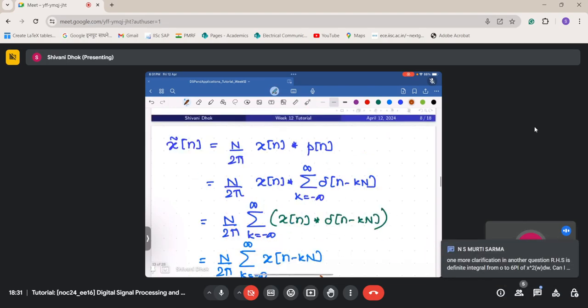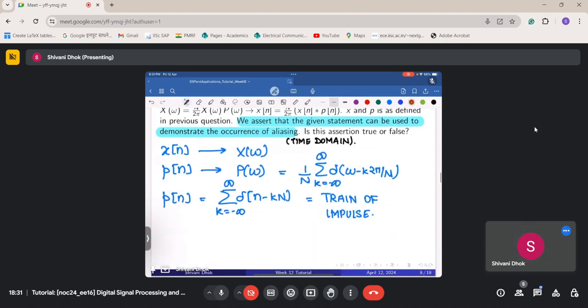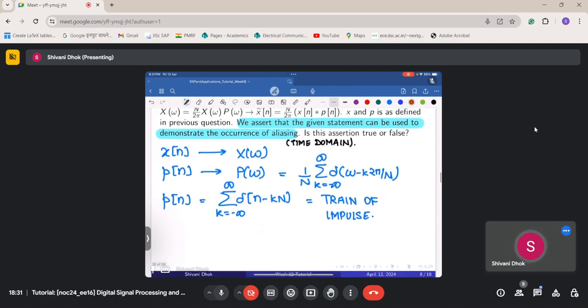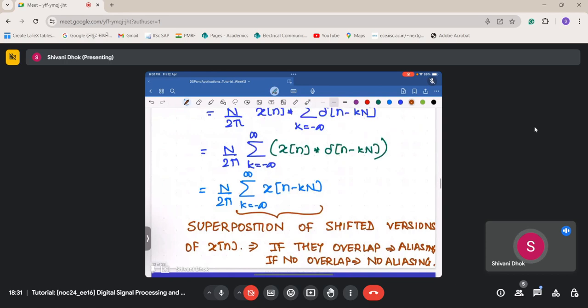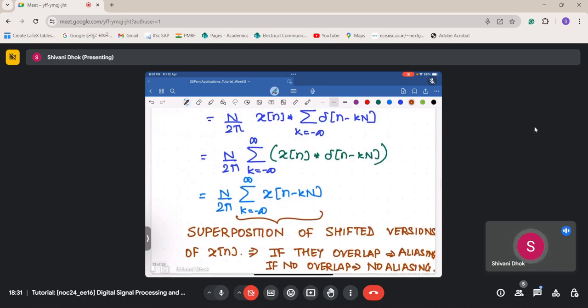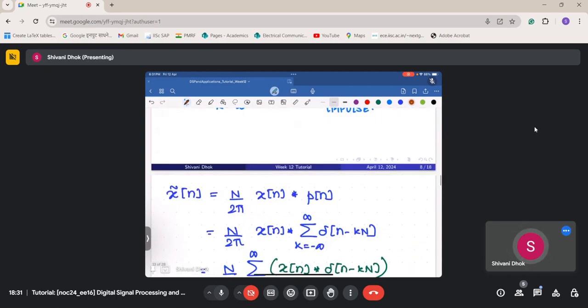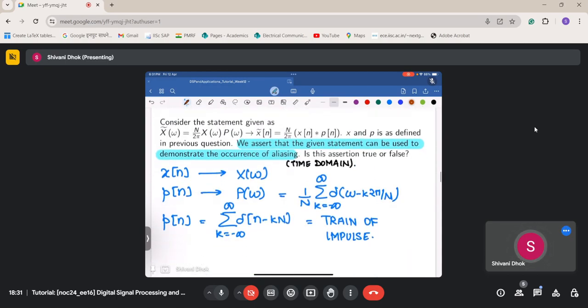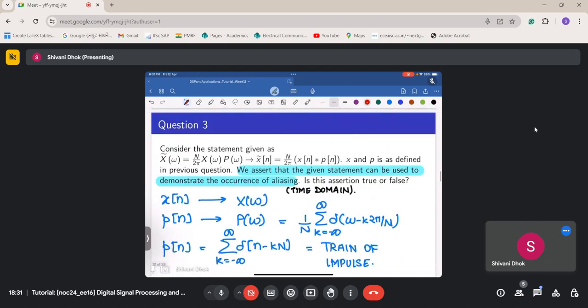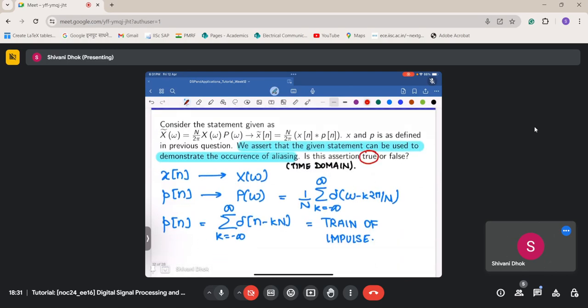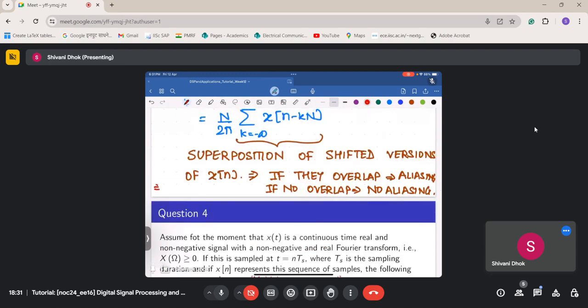So we started from whatever question we are having here, or whatever assertion is given to us, and just based on that information, we are able to come down to a statement where we can claim whether aliasing is happening or not, and therefore this assertion is true. Any questions here?